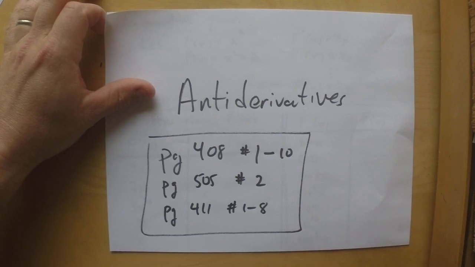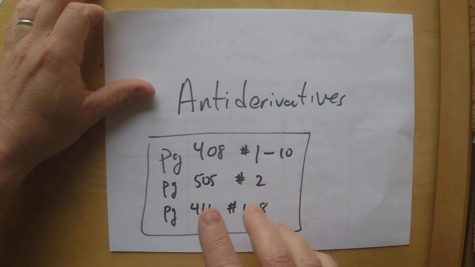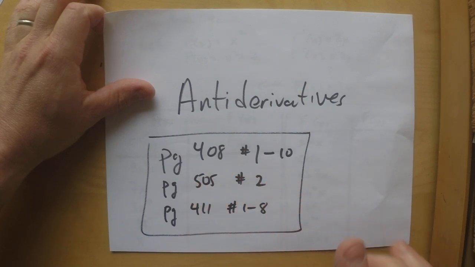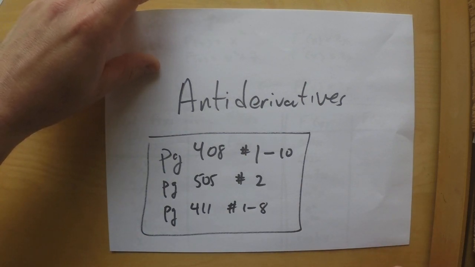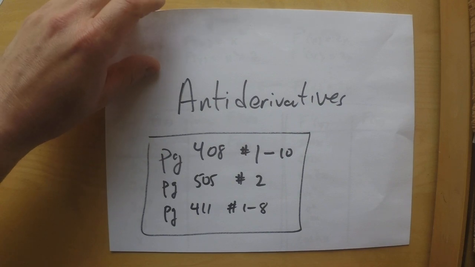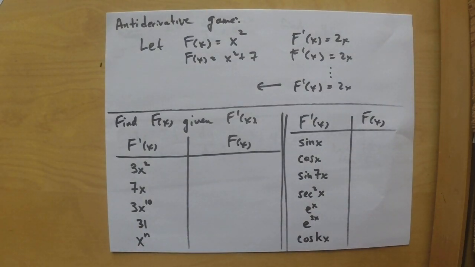So antiderivatives in the textbook are in these three places, or they're all over, but right now we're just going to end off with kind of just a random spattering of what you would end up doing in a second semester university calculus course. So here's the game.